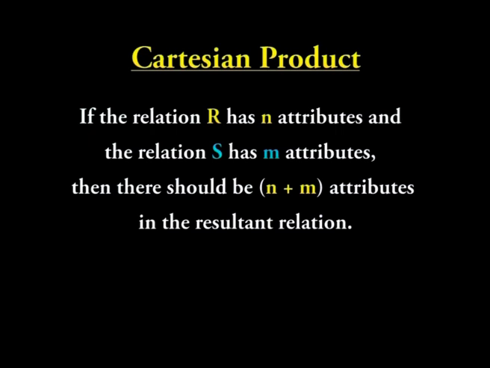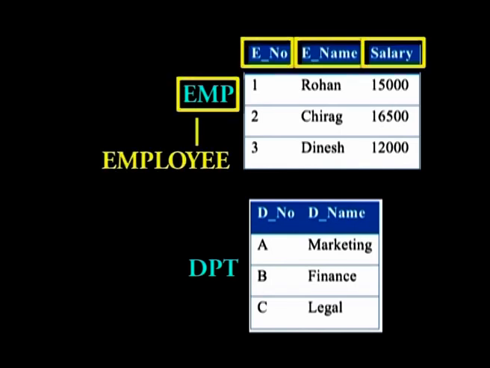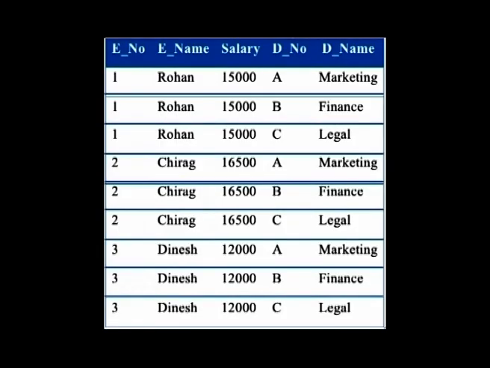For example, here we have two relations named EMP for the employees with 3 attributes, namely E number, E name and salary, and another relation is DPT for the department with 2 attributes, D number and D name as shown. The Cartesian product of relation EMP and DPT denoted by EMP Cartesian product DPT will be as shown onto the screen, and it is clear from here that it has 5 attributes, 3 taken from the EMP relation and 2 taken from the DPT relation.